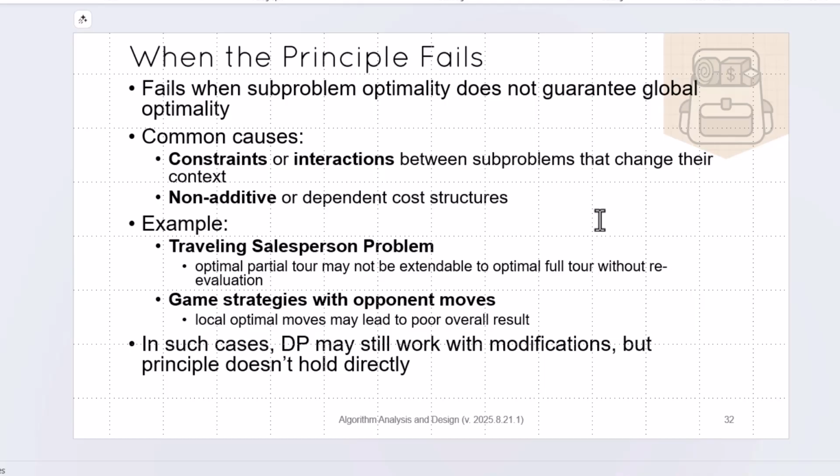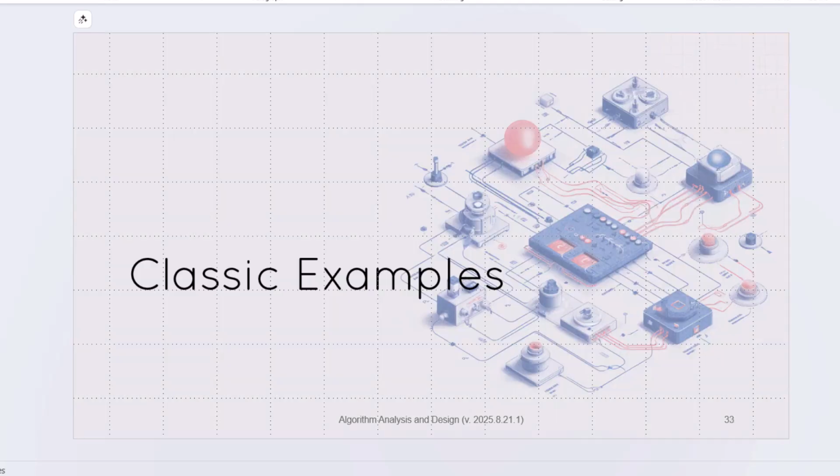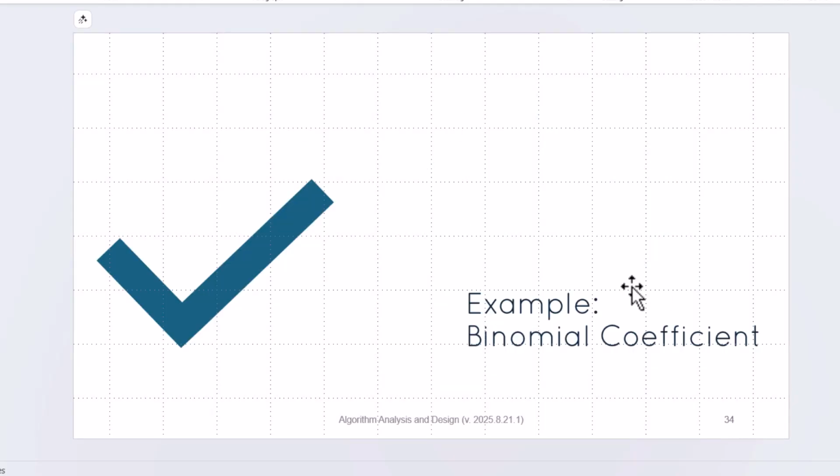Okay, this sometimes comes into the old adage, you can't see the forest for the trees. You're so focused on the stuff in front of you that it may actually end up being a poor strategy for the overall system. In such cases, dynamic programming may still work with modifications, but the principle doesn't hold directly. All right, classic examples. Now we're going into specific examples. Some of these we will cover more deeply than others.